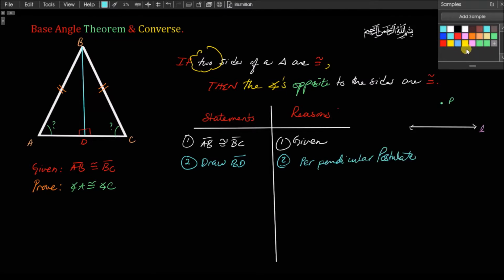Now, the perpendicular postulate, you recall, states that if you're given a line L like this, and a point P not on line L, then there's one line, and only one line, that goes through point P that is perpendicular to this line over here like this. And this is the postulate that allows us to draw this segment. Okay, what now, you say?